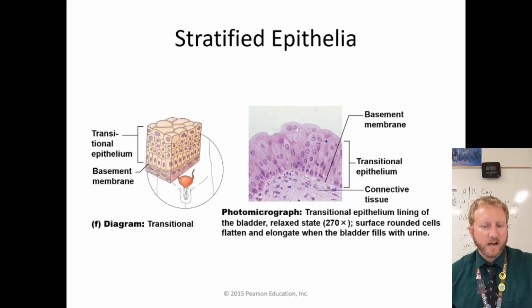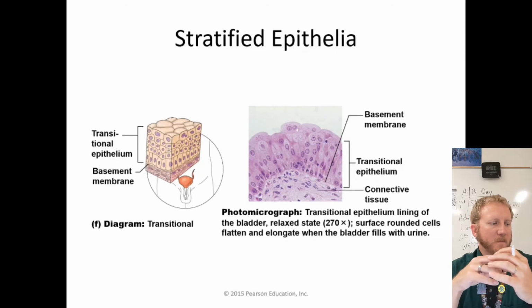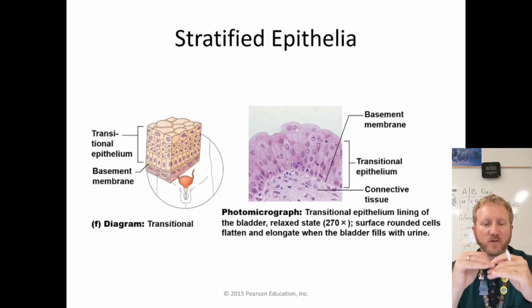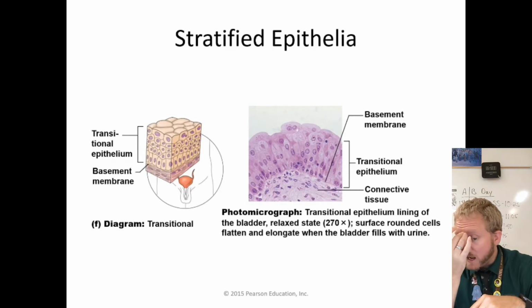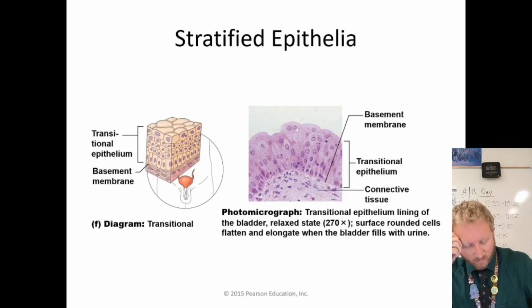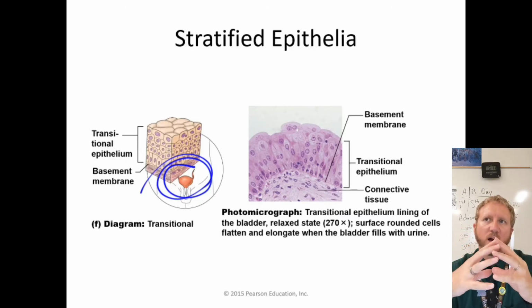Transitional, like we had talked about, allows stretching to occur, and so they're modified stratified squamous epithelial cells, and they're able to stretch out, but then the key part is they can return back to their original shape. So if you look at the diagram right here, your bladder is transitional epithelial cells. It's pretty much the only place you're going to have those that require the level of stretching, but then returning back to their original shape.